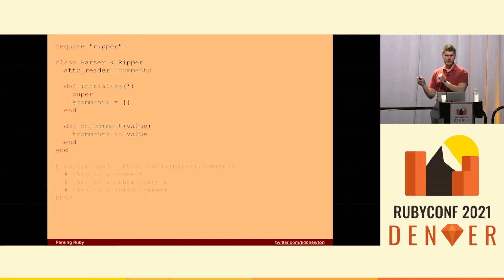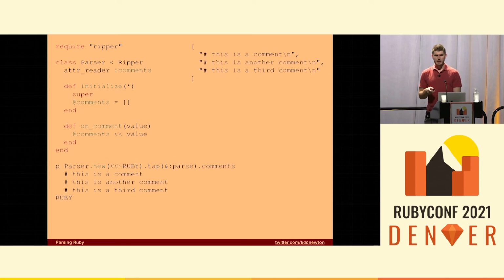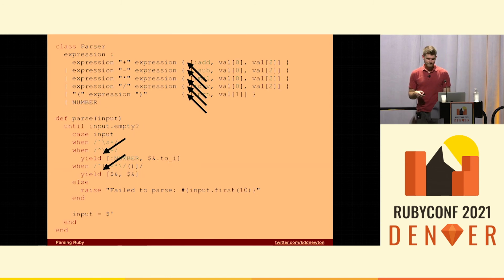This is how you handle an event in Ripper. You define this on method. There are 200 some odd methods. I will show you the link to the docs later. If we go and we build a parser with this source, we tell it to go and parse itself, and then we pull the comments back out, you will get a list of comments. This is how you can use Ripper in your own thing if you want to go and pull tokens out. It's a lot easier on the token side than it is on the node side, and I'll show you why.